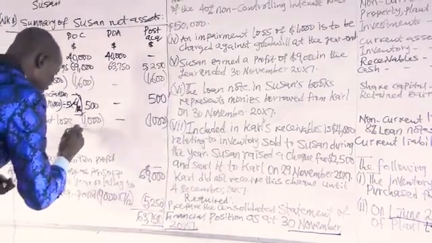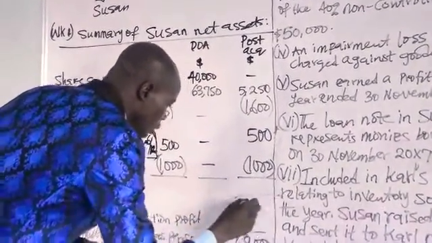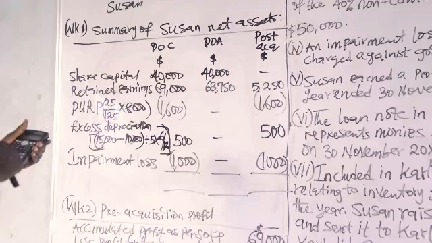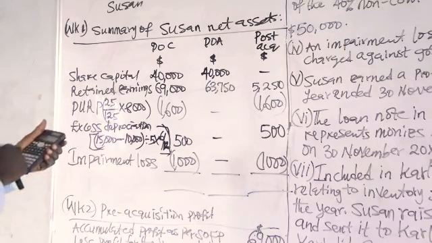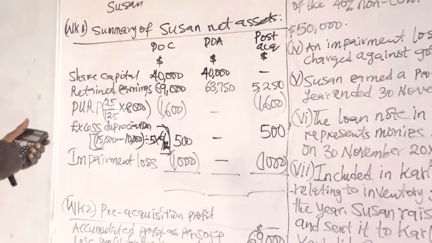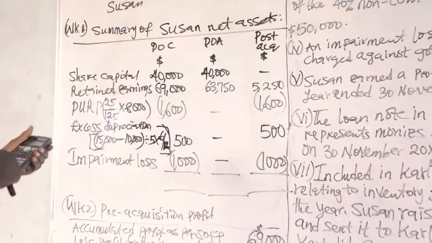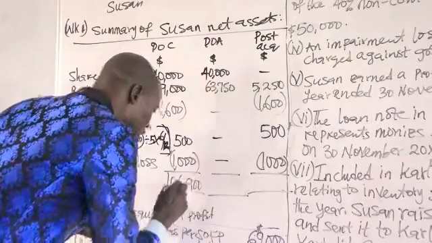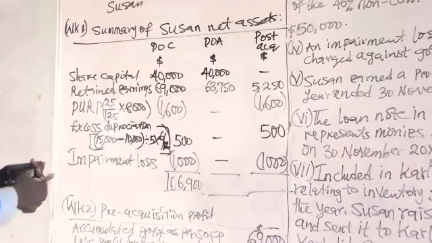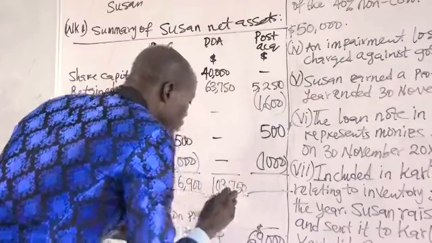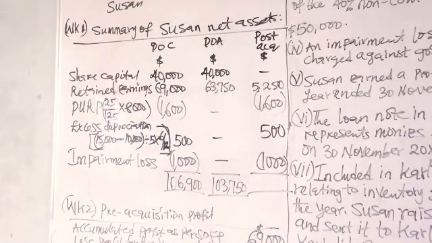You can cast this. So, you have 40,000 plus 69,000 minus 1,600 plus 500 minus 1,000. This will give us 106,900. Then this one, if you sum it up, it will give us 103,750.